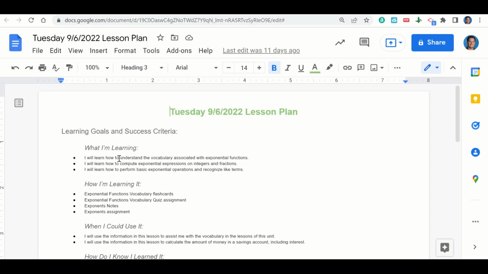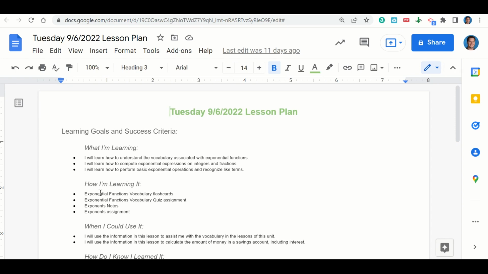First, what are we learning? We're learning how to understand the vocabulary associated with exponential functions. We're learning how to compute exponential expressions on integers and fractions. And we're learning how to perform basic exponential operations and recognize like terms.